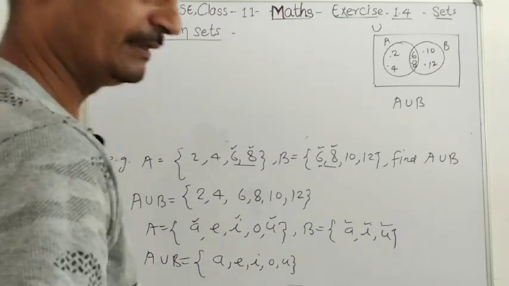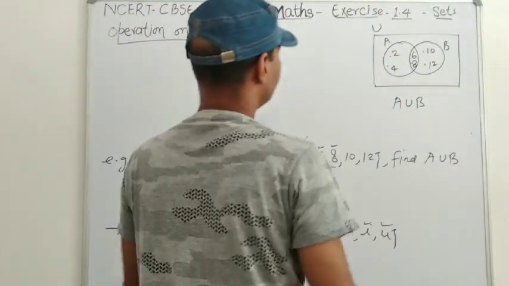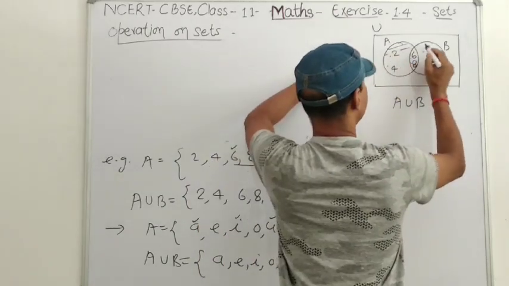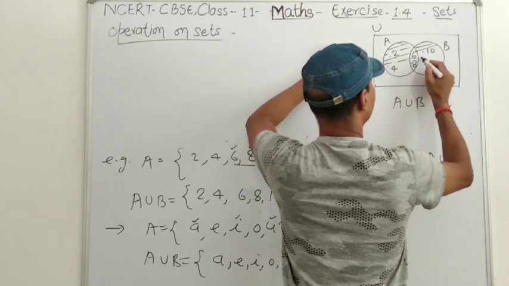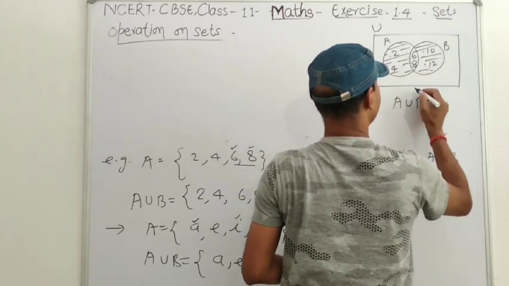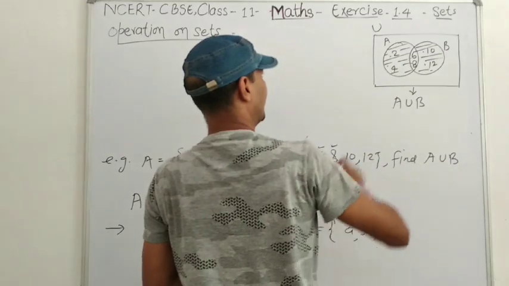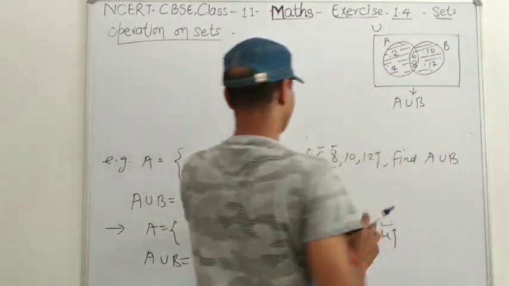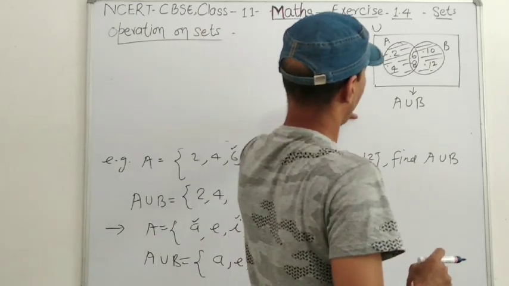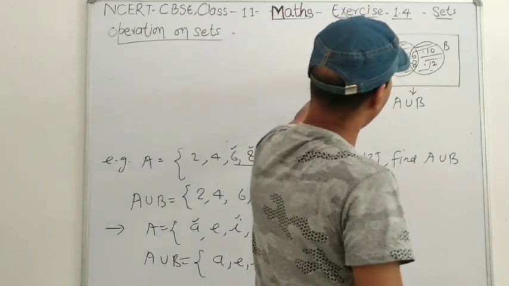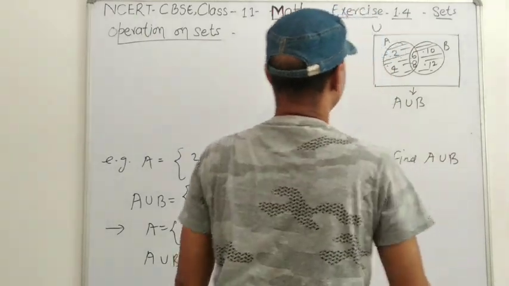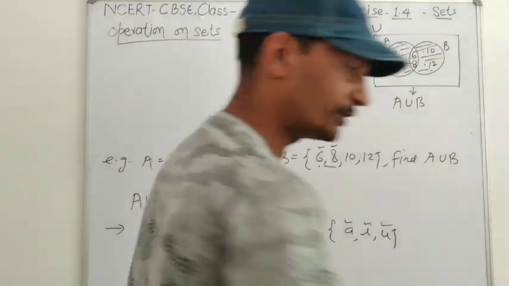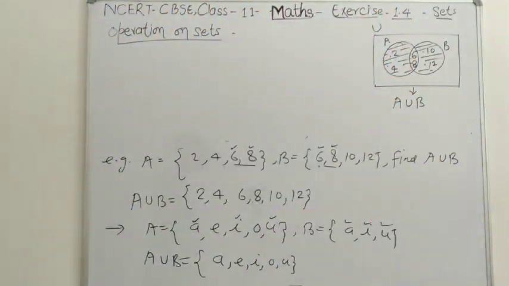So this figure is represented by A union B, the total. Its name is A union B, because the elements of A are 2, 4, 6, 8, and elements of B are 6, 8, 10, 12. So we can represent it by the Venn diagram, and it is the solution A union B. 6 and 8 are common elements. So that was the union of sets. Now see next.